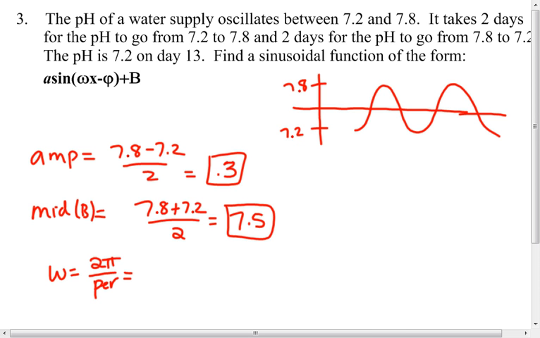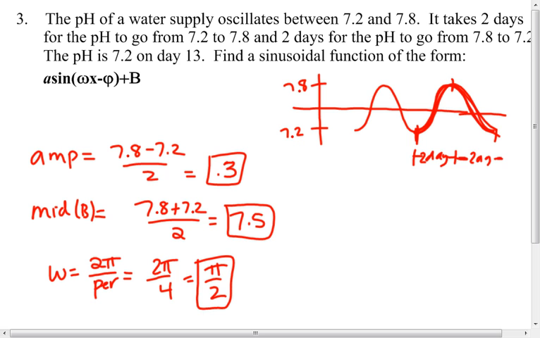What it says is it takes 2 days for it to go from 7.2 to 7.8. So it takes 2 days to go from here to here. Okay. And then it takes another 2 days to go from high to low again. So it takes another 2 days to go from here to here. And this much from one low point all the way back to the next low point is one full cycle. So many people think that the period is 2 days when the period is actually 4 days. Okay, so there's your W.